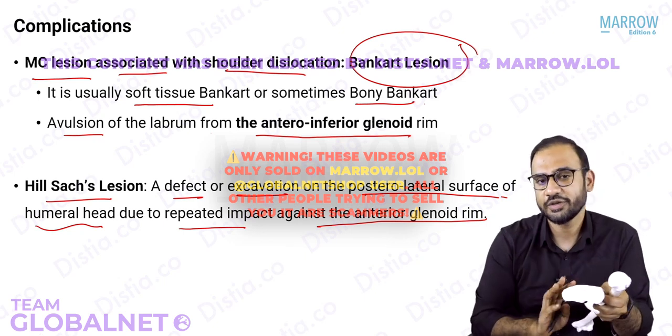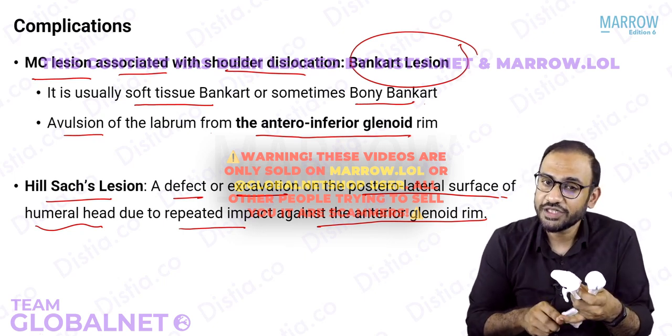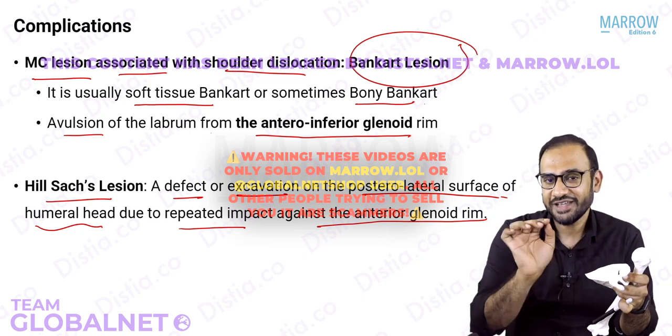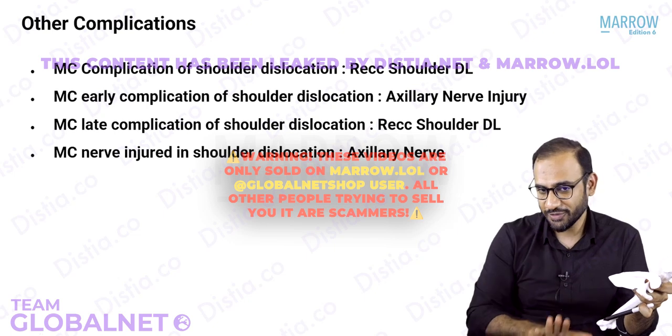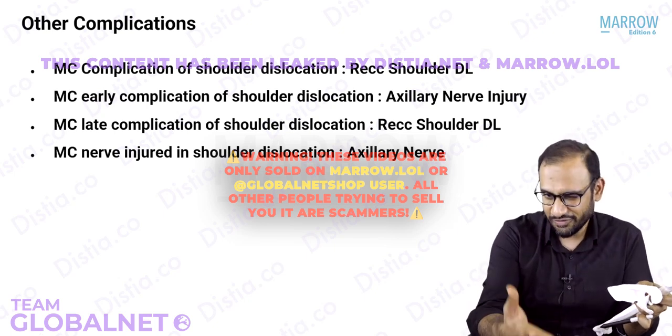And fourth and last MCQ I want to discuss, what is the most commonly injured nerve in shoulder dislocation? The answer is axillary nerve. Okay, as promised, everything is written here. You can write it down. Now, an extra set of MCQs.